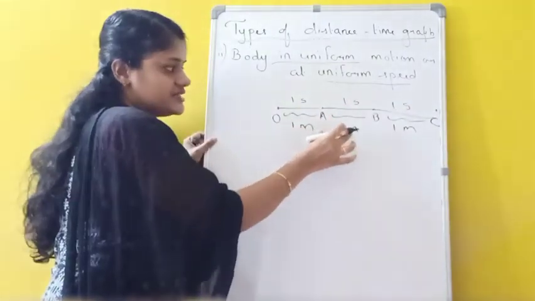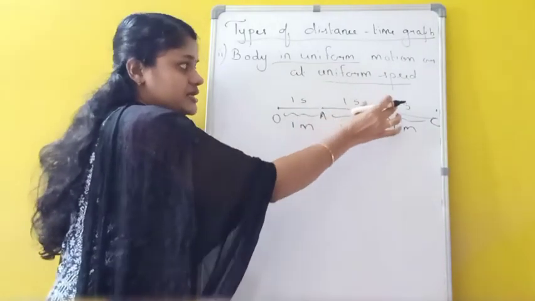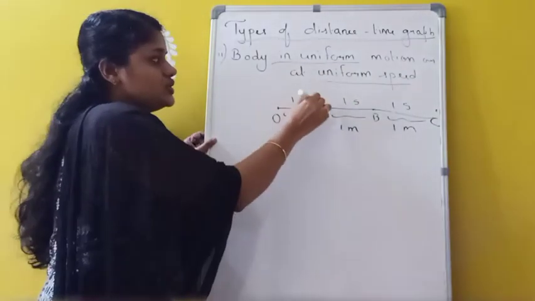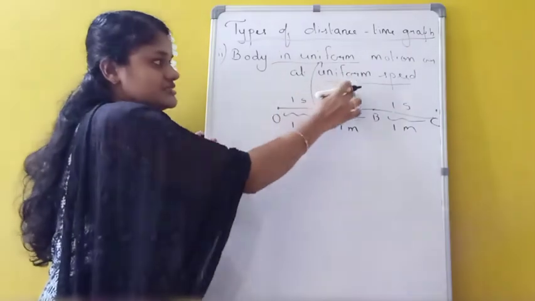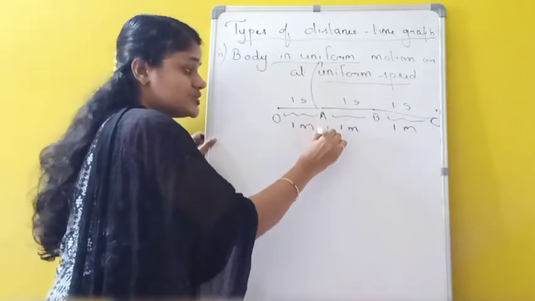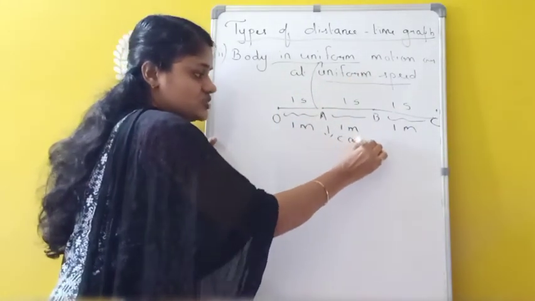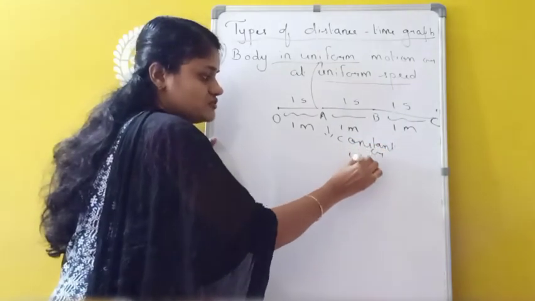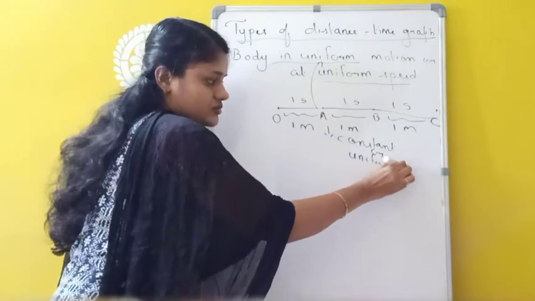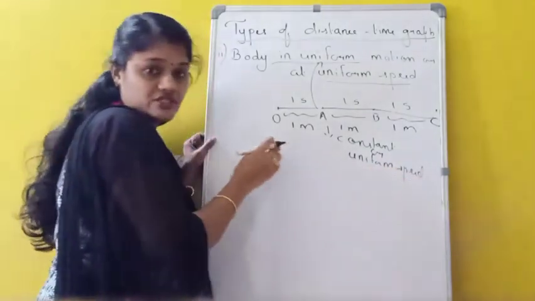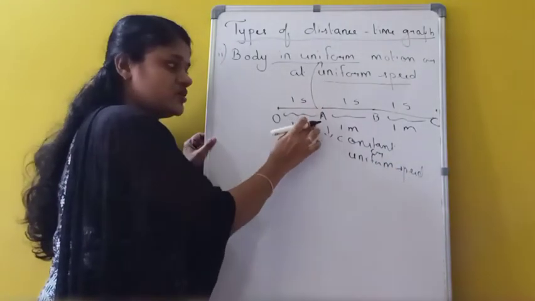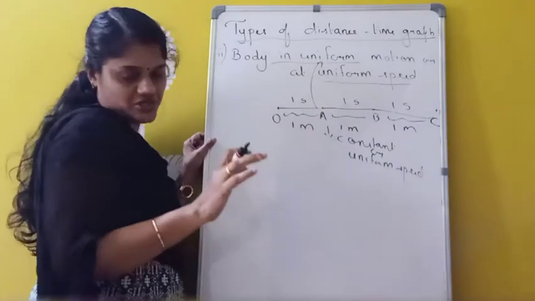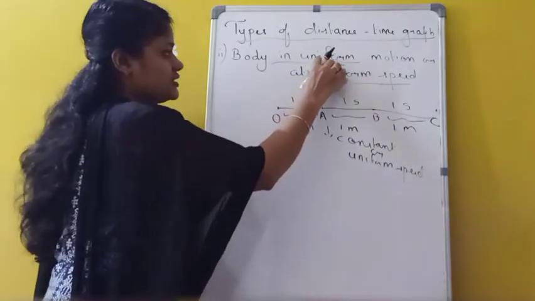The distance covered is the same in equal intervals of time. Then that motion is called which one? Uniform motion. So in this case, what about the speed? Speed is constant, or we can say uniform speed. Because the object covers equal distance in equal interval of time. So speed is constant. So for this one, what about the graph?